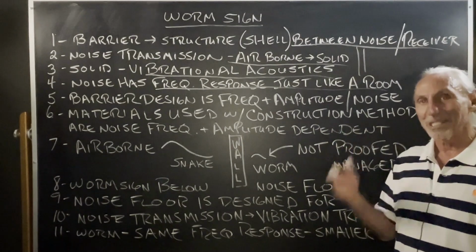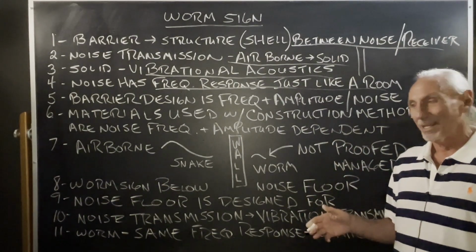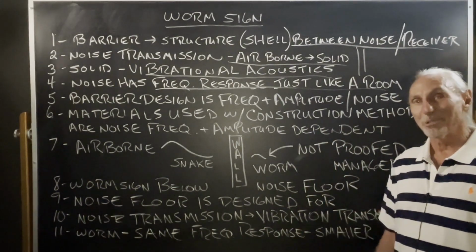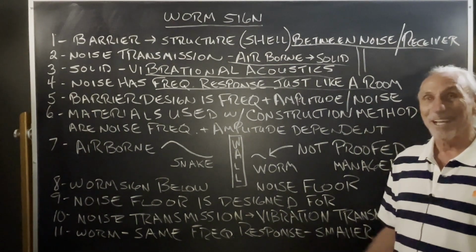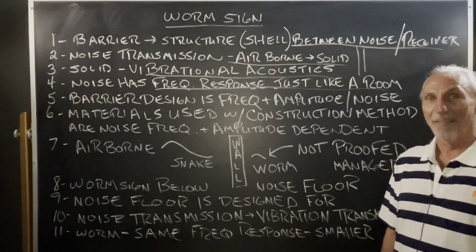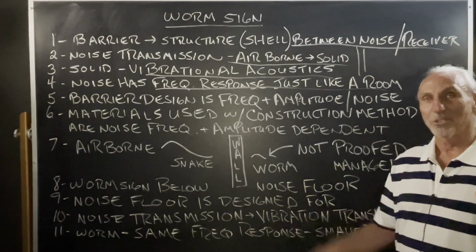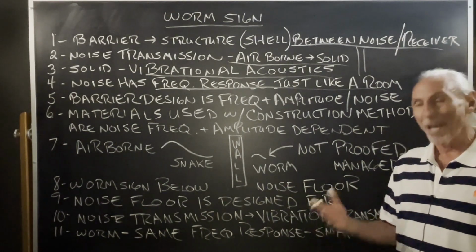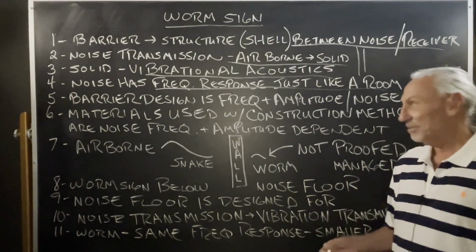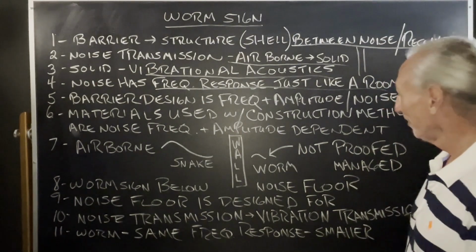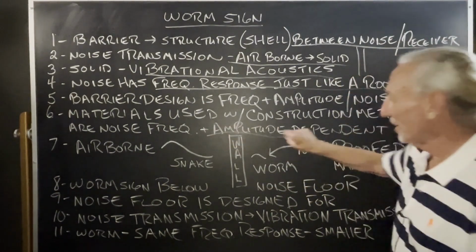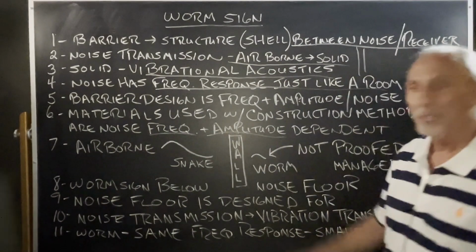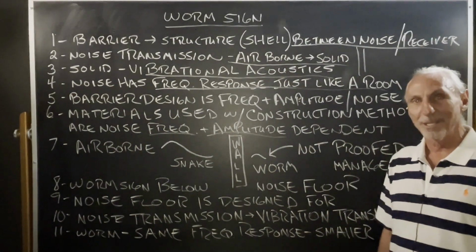That's why we insist you measure the noise. Because words like, well, it's not too loud, it's a quiet neighborhood, none of that means anything. You have to assign numbers to that subjectivity. So we have an objective way to deal with things, right? Because the barrier we're going to build is frequency and amplitude dependent on the noise.